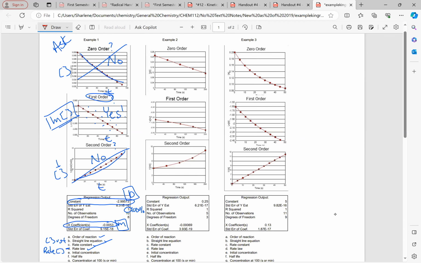All right. This was just the example of working through one of those problems. It is the exact same format and setup for the other two. You would just be using different linear equations.